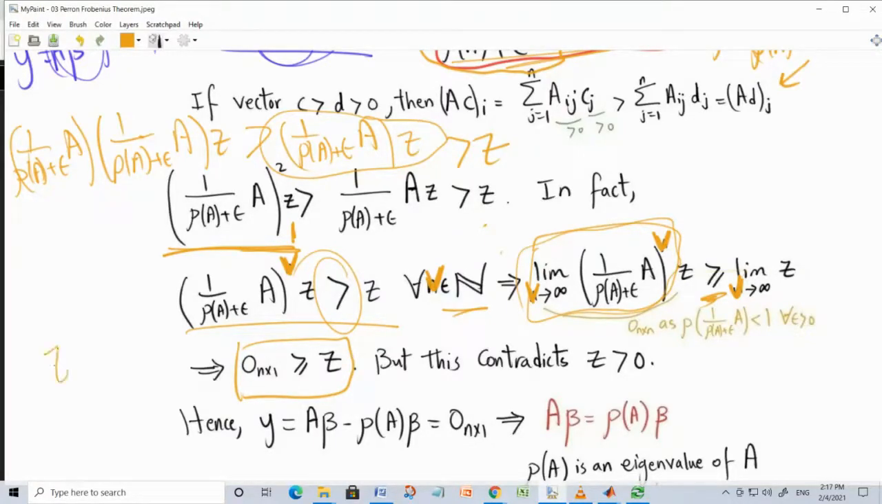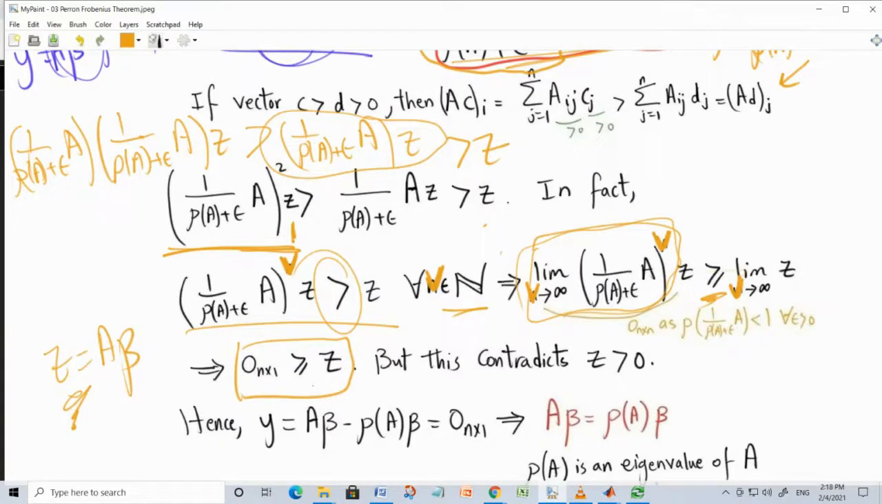But what is vector z? Vector z is A beta. A is a matrix with strictly positive elements. What is beta? Beta is a non-negative vector. It may have zeros, but it must have at least one positive element because it's derived from an eigenvector. And so this product is strictly positive.